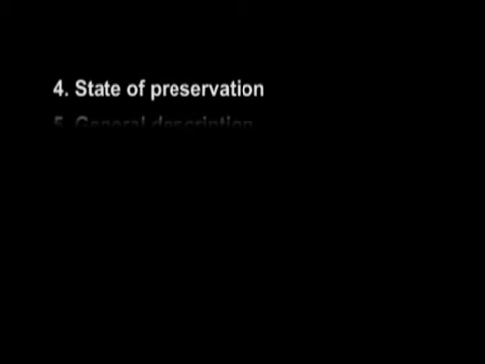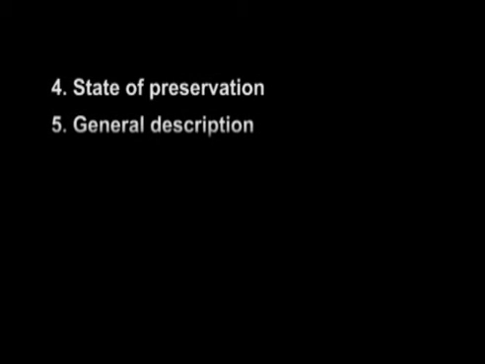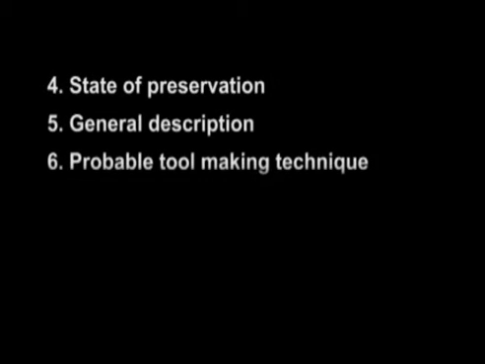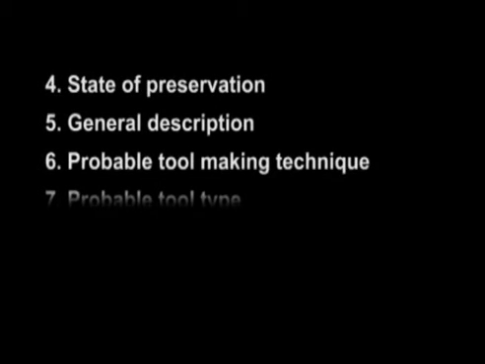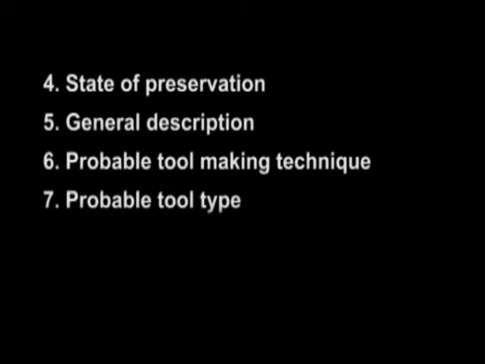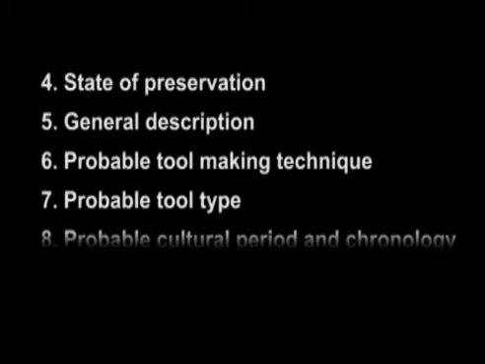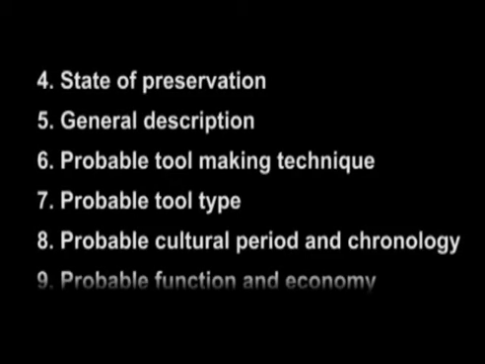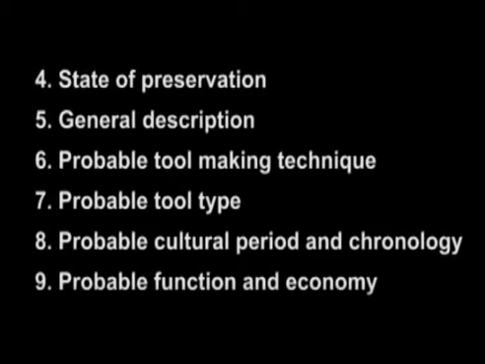Number 4, that is the state of preservation. Number 5, general description. Number 6, that is probable tool making technique. Number 7 is about the probable tool type, probable cultural period and chronology. And lastly come to the probable function and economy.